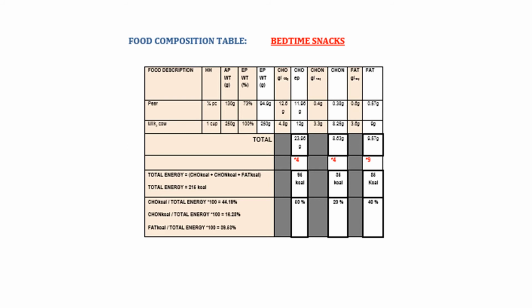Dividing by the total energy, which is 215 kilocalories, times 100, for our carbohydrates, it's 44.19% or 50%. Our protein is 16.28% or 20%. And for fat is 39.53% or 40%.